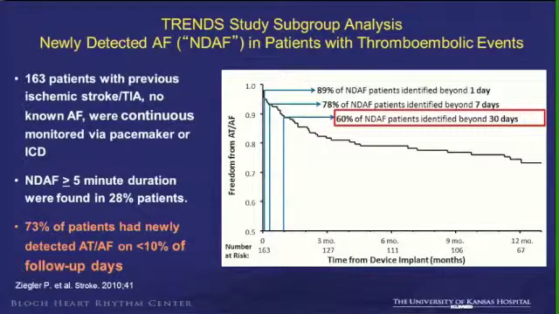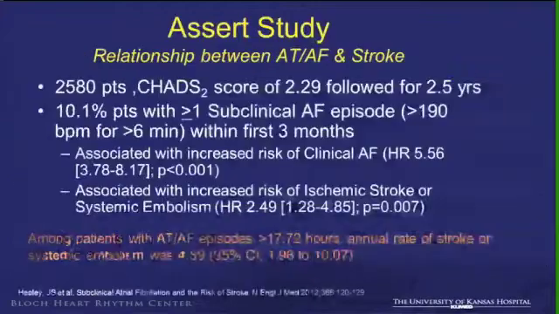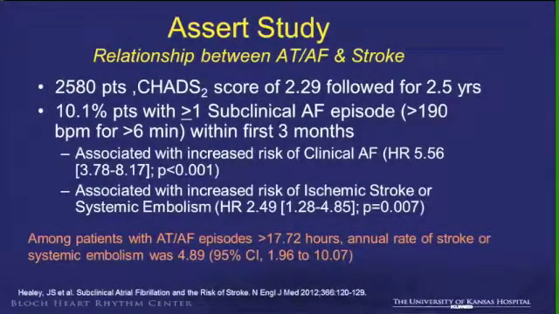This is a subgroup analysis of the TRENDS trial actually looking at patients who already have had a stroke and following them post-CVA through their device. And what they found is that 28% of patients had newly detected atrial fibrillation lasting more than 5 minutes. And more importantly, the majority of them required more than 30 days to see this newly detected atrial fibrillation. So again, it's telling us that maybe we need to monitor these patients longer in order to get a good handle on whether they're having atrial fibrillation or not.